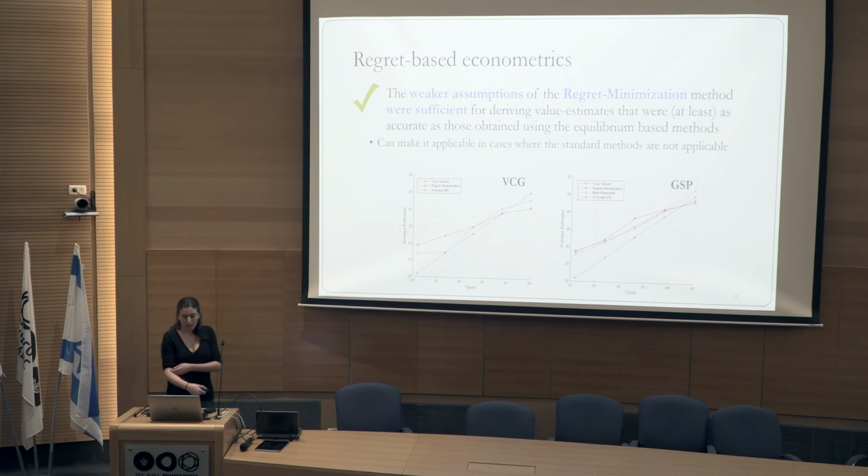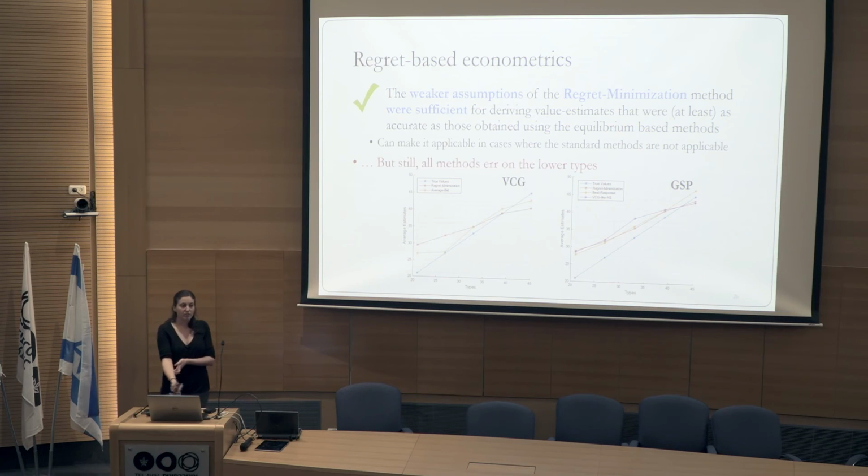Okay, so we saw how it was possible to use a regret minimization to get value estimates for our players in GSP and VCG. And we saw that the weaker assumptions that this method makes were sufficient for deriving value estimates that were at least as good as those that we got using the equilibrium-based methods. And we think that these weaker assumptions and the fact that this method is general for different auction rules can make it applicable in cases where standard methods are less applicable.